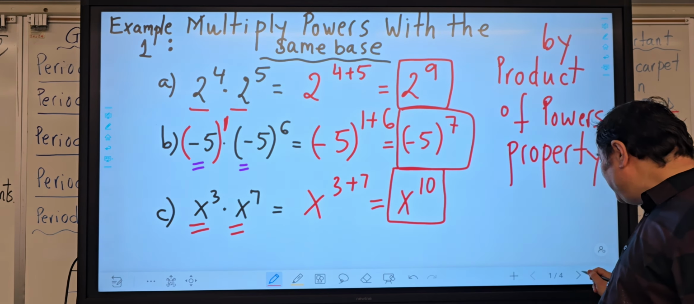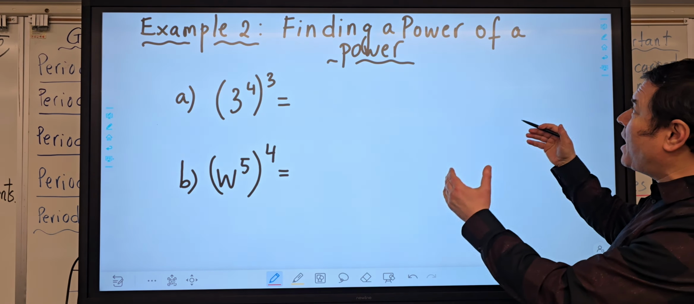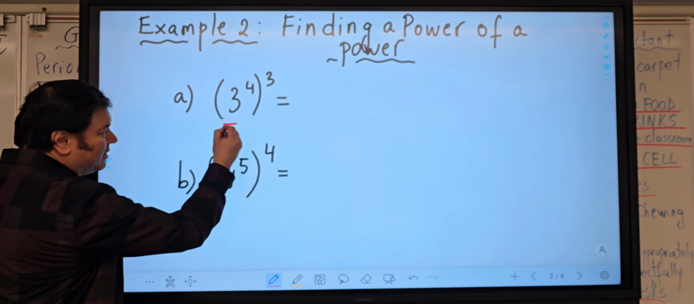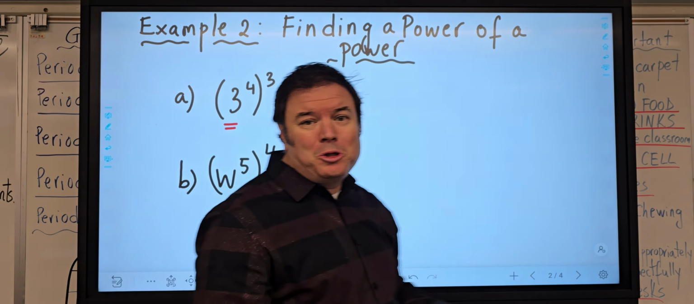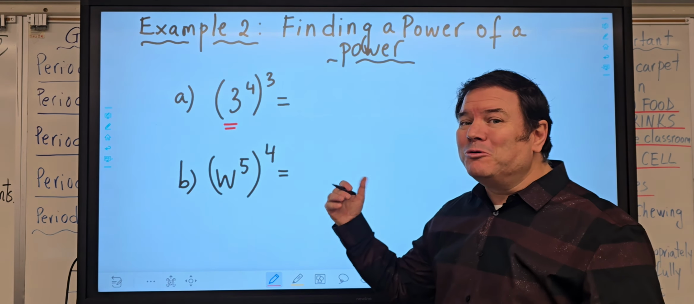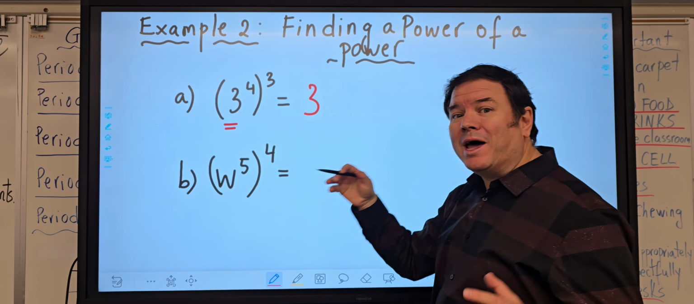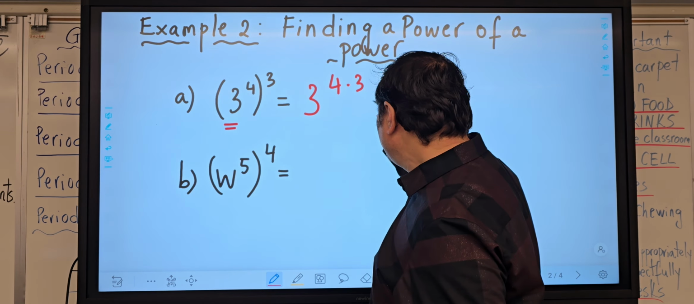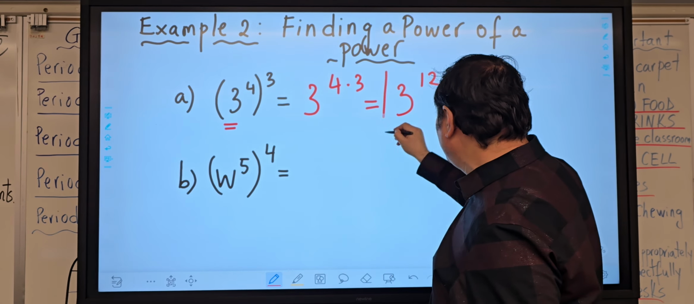Okay, let's take a look at another set of examples. In example 2, we are going to find a power of a power. Remember yesterday, if we had a base raised to a power, raised to another power, the rule we discovered was we keep the base, and we multiply the exponents. The base is 3, and we multiply 4 times 3, which is 12. So the final answer is 3 to the power of 12.